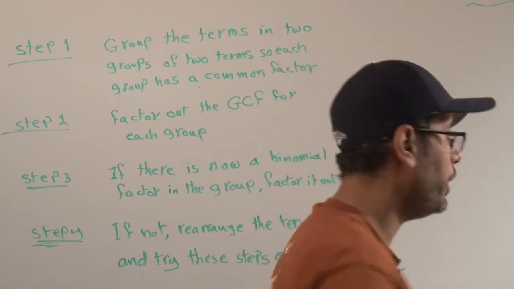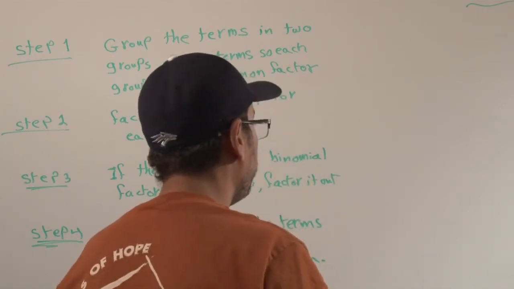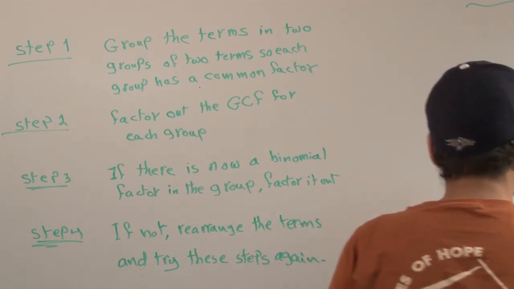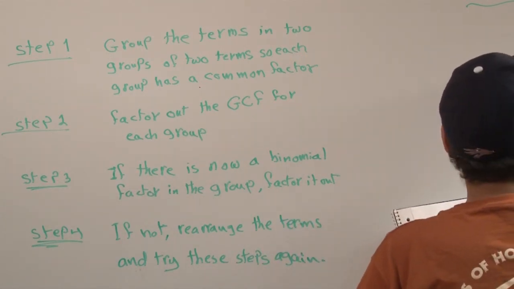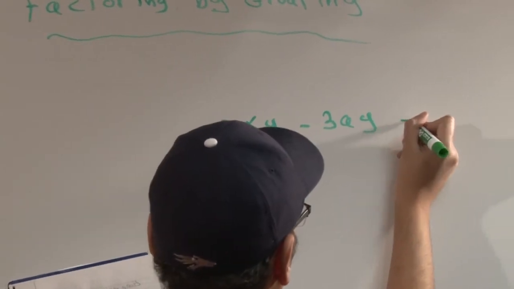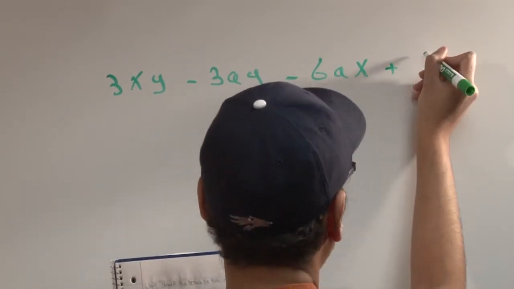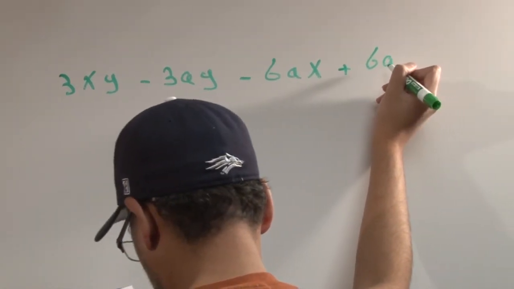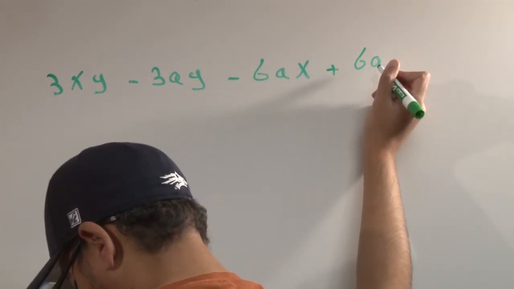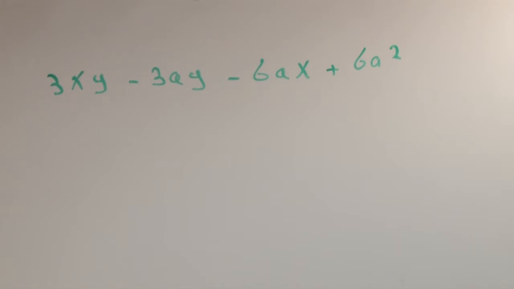Let's get another example, so quick. 3xy minus 3ay minus 6ax plus 6a squared.